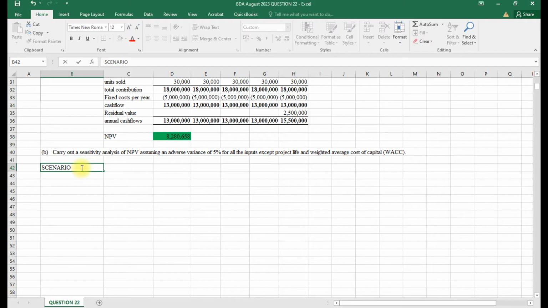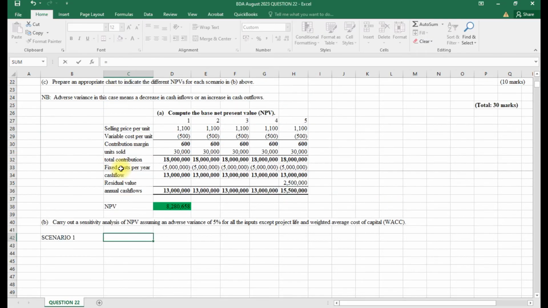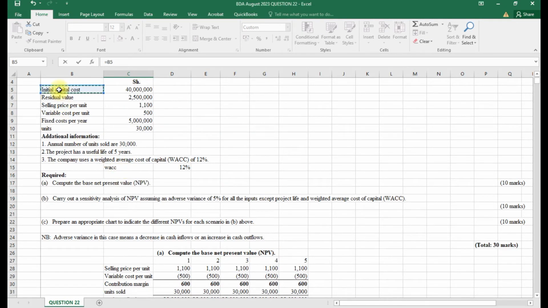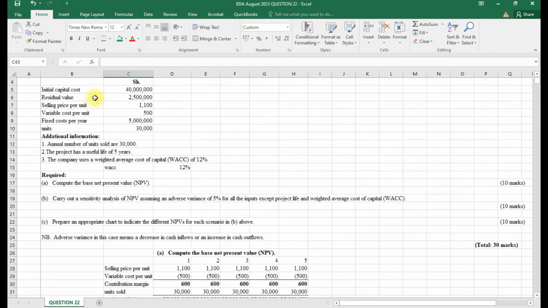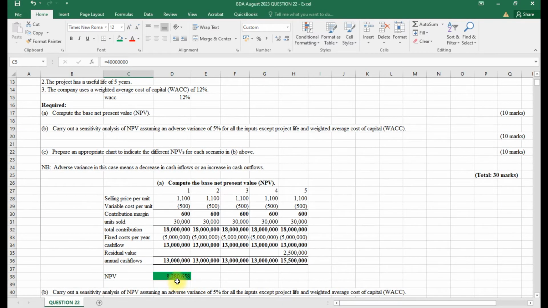Scenario 1. For scenario 1, we are changing the initial cost by an adverse 5%, and we know that an adverse variation on initial capital cost of 5% will increase it. So I'll just use the initial that I have here, whatever I've already computed. I'll come and change the initial, and I'll multiply. You can see here our NPV was 82.